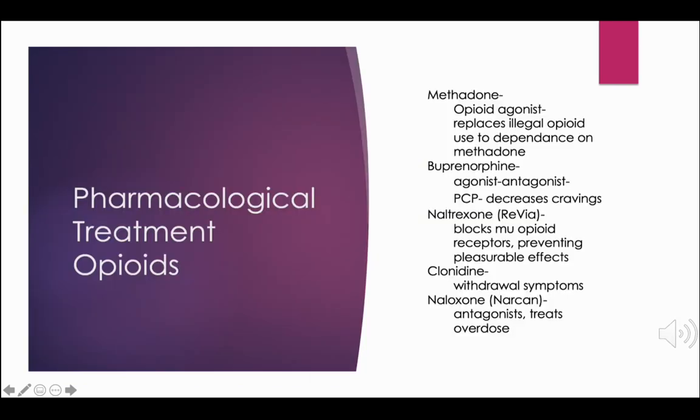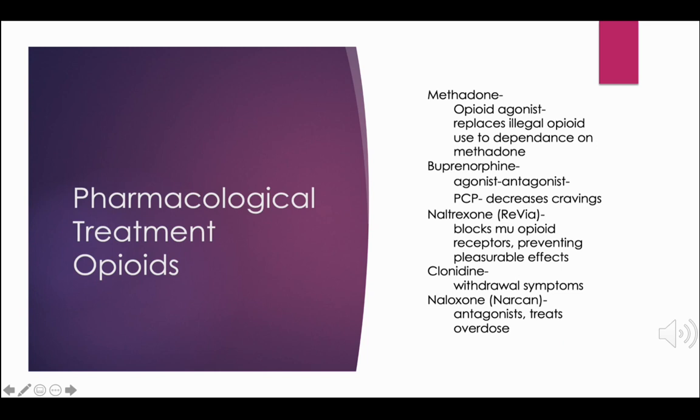Here's a brief overview of some pharmacological treatment options for individuals who use opioids. Methadone is an opioid agonist. Individuals need to go to a methadone clinic. This medication replaces illegal opioid use with dependence on methadone. Buprenorphine is an agonist-antagonist. A primary care provider can prescribe it, and it decreases cravings and can help the individual be compliant. Some versions of this contain naloxone.